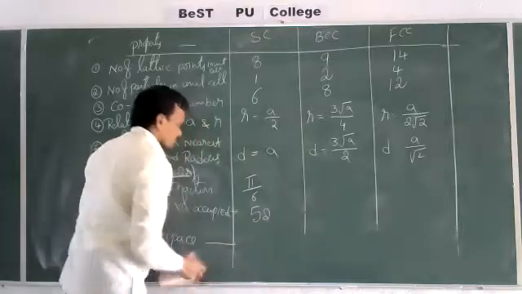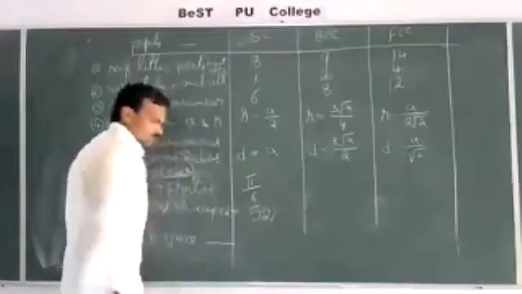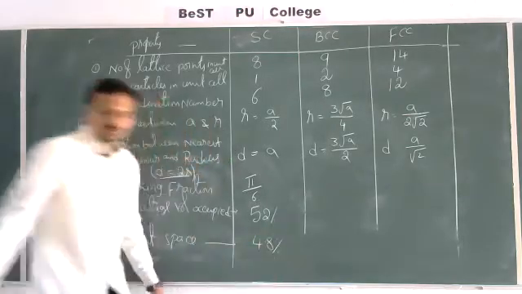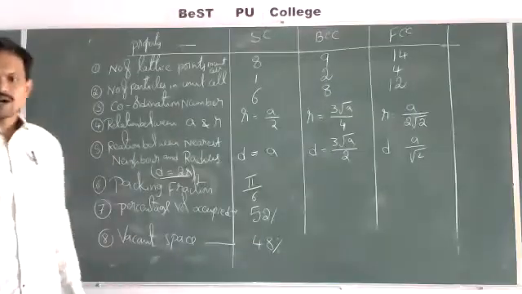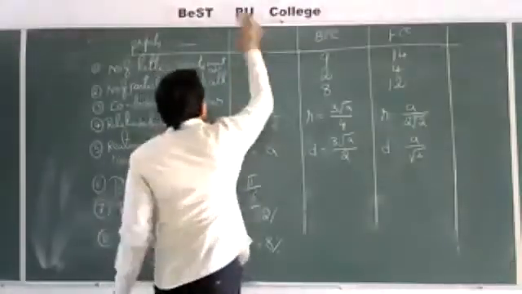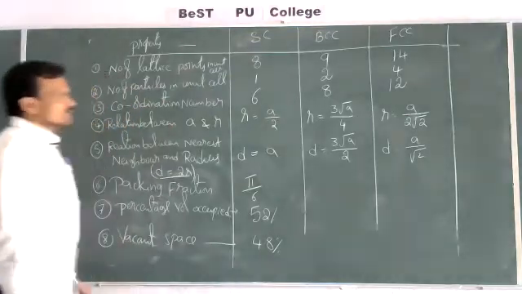Right. So 52% volume is occupied, then the vacant space will be 48%. So 48% vacant space is present in the simple cubic lattice. Okay, right. Now come to the BCC lattice.